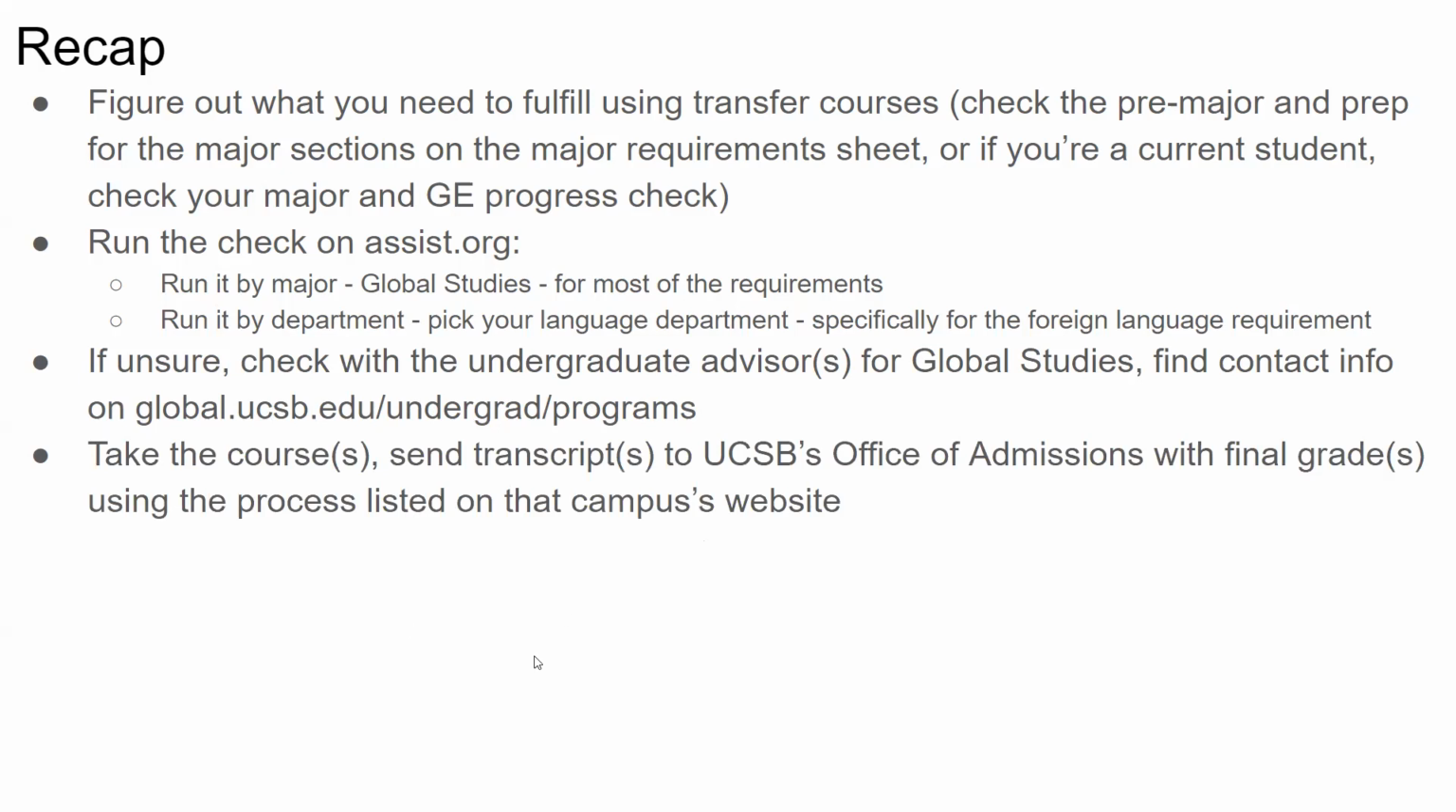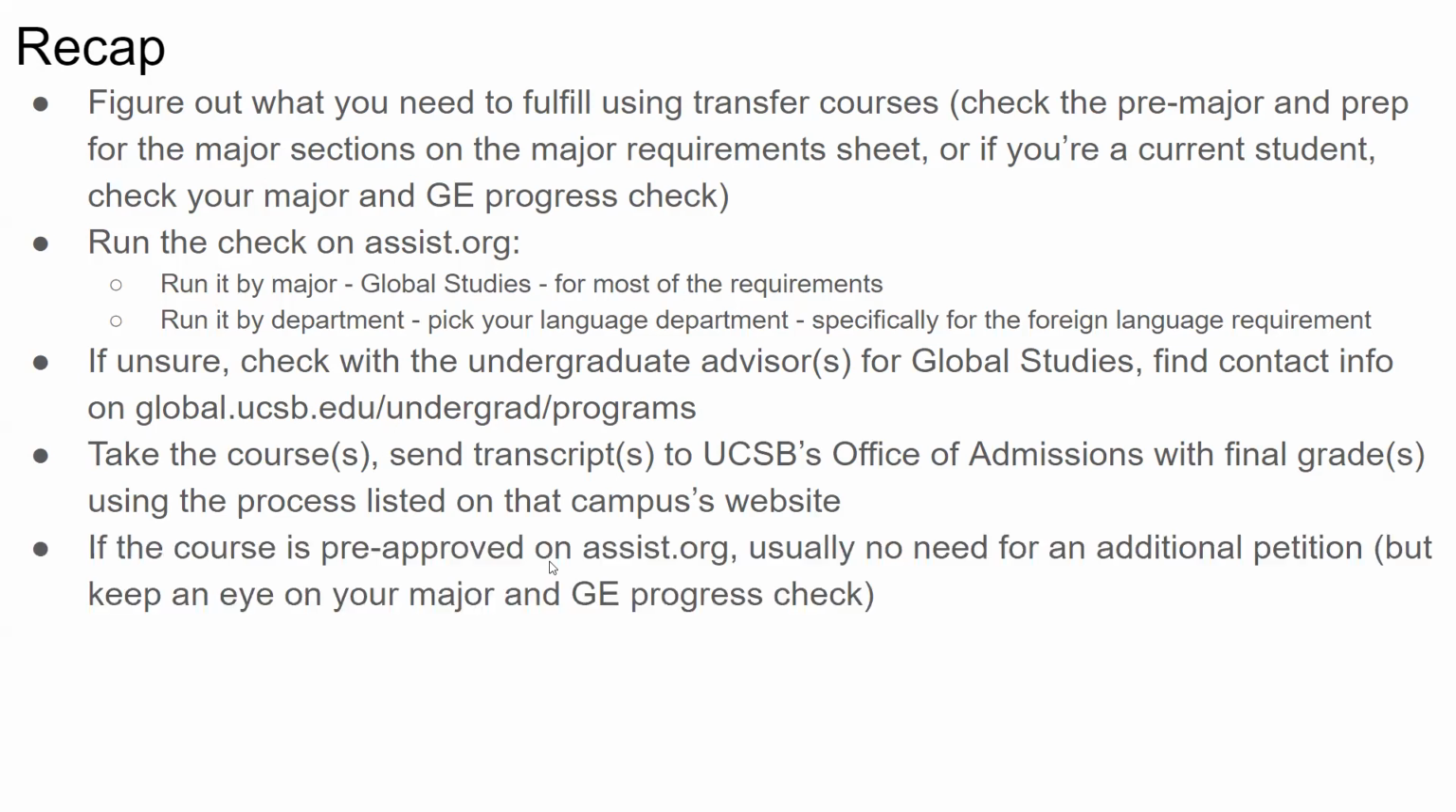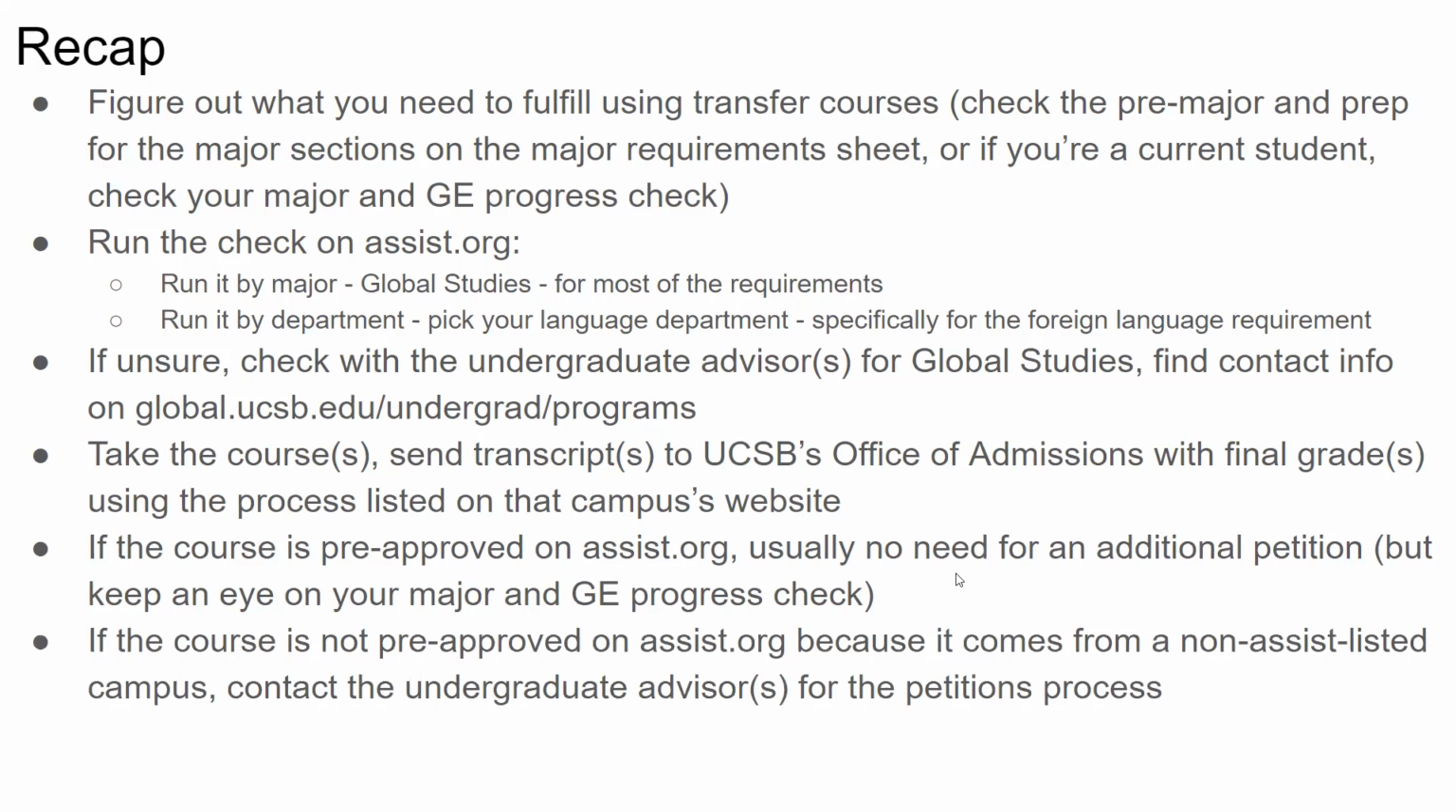The big idea is to take the courses, send your transcripts to UCSB's Office of Admissions with your final grades using whatever process is listed on the campus's website. And then pretty much if it's a pre-approved course on assist.org, it will pop into place. It will fulfill the requirement you checked on that it should be fulfilling without you having to do anything additional. If it's not a pre-approved on assist.org course, if you're coming from a different campus besides a California community college, talk to us, contact us about a petition process.